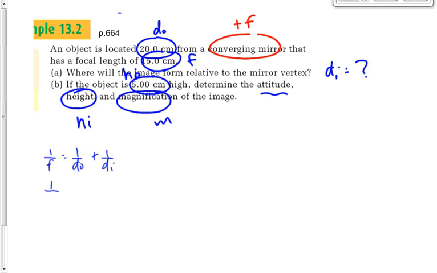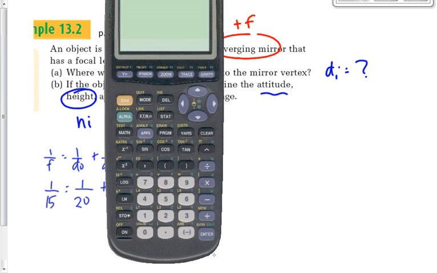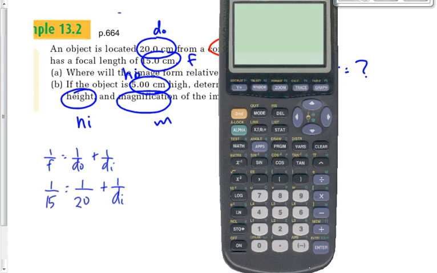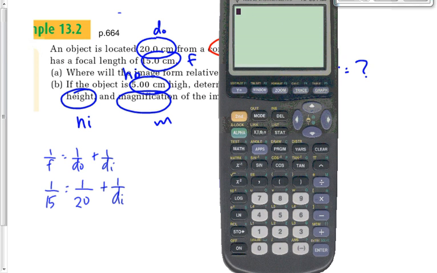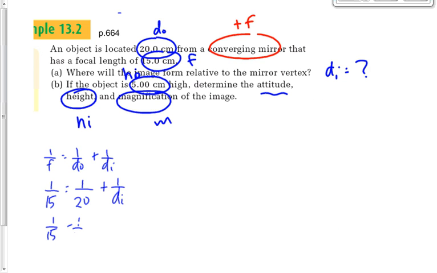We know 1 over F is 1 over 15, positive 15. Then 1 over DO, where DO is 20 centimeters, positive because DO is always positive, plus 1 over DI. So we can solve for DI, the first thing we're looking for. How do we rearrange this to solve for DI? Let's look at our calculator. Follow along with me. We want DI by itself, so first we take the 1 over 20 to the other side by subtracting. So it becomes 1 over 15 minus 1 over 20 equals 1 over DI.